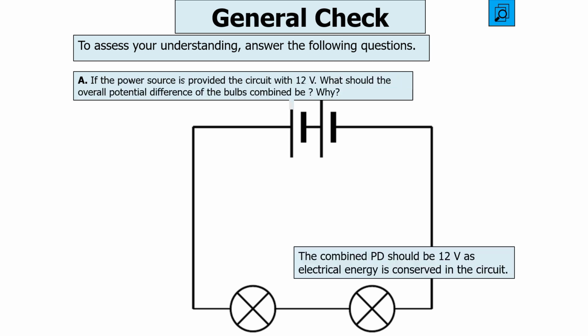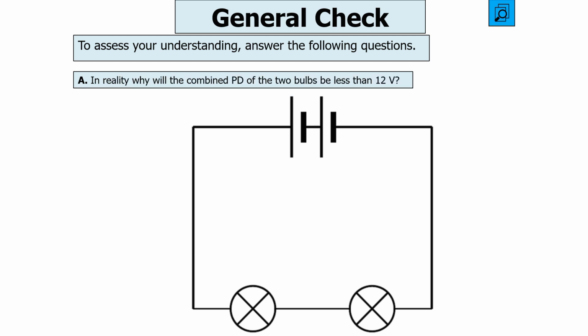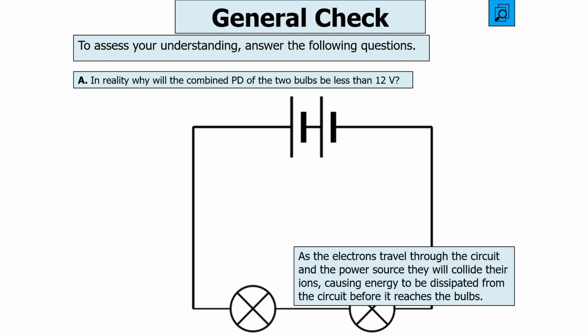The next question says, in reality, why will the combined potential difference of the two bulbs be less than 12 volts? So pause the video now, unpause the video when you want to go through your answer. Right, as the electrons travel through the circuit and the power source, they will collide with ions, causing the energy to be dissipated from the circuit before it reaches the bulbs.